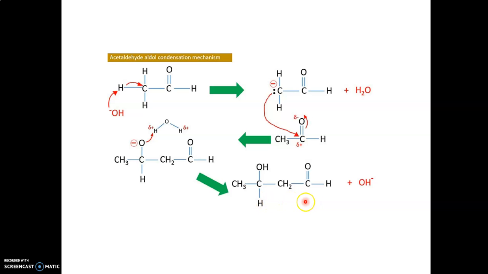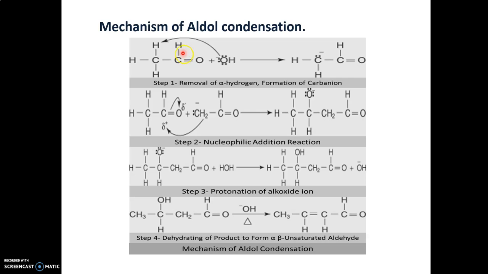Let us look at the mechanism of aldol condensation. As I said, the mechanism involves steps. The first step is the removal of the alpha hydrogen, resulting in the formation of a carbanion.